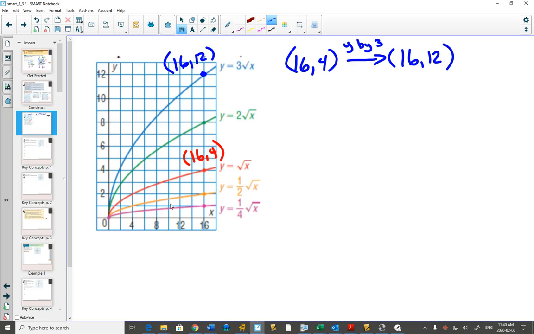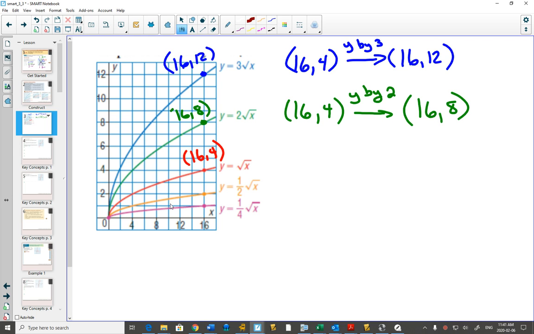When I go to my green graph, I take that original point that I had, 16, 4. Now, I have a 2 in front of my equation. That 2 is outside of the function. It's going to affect my y-coordinate. What's going to happen to my y-coordinate? It's going to get multiplied by 2, telling me I should have 16, 8. Sure enough, that's the point that's labeled.